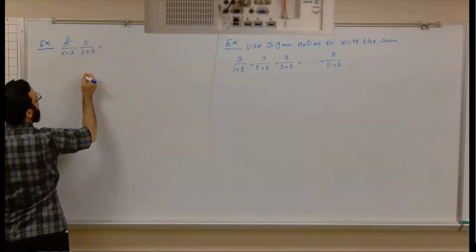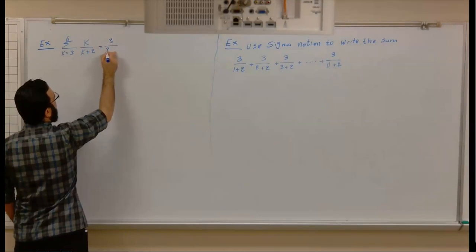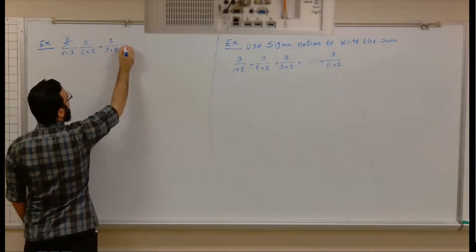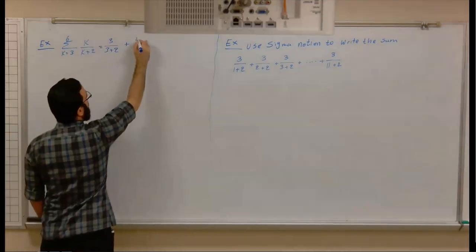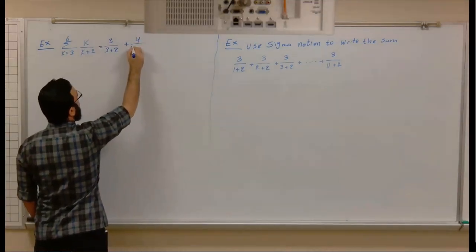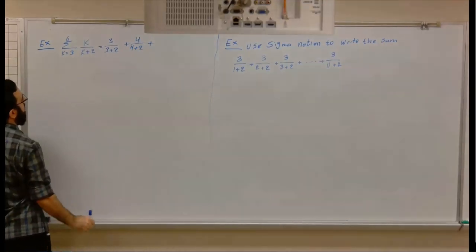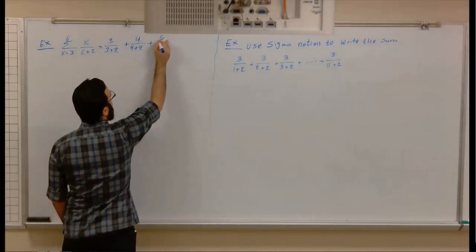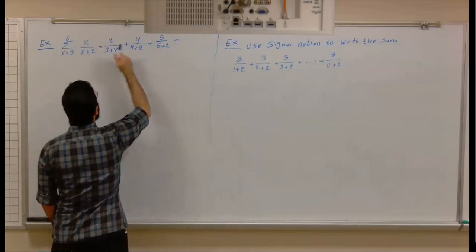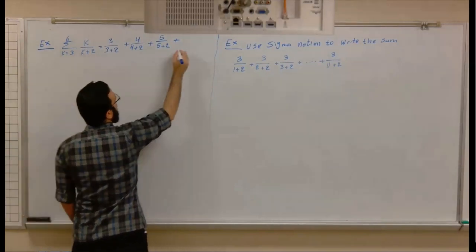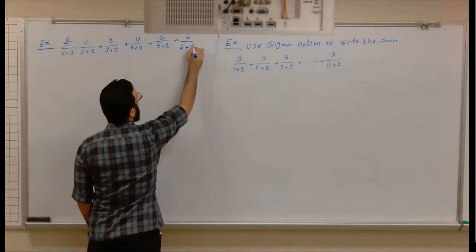So this is going to be equal, starting from the first number, that means 3 over 3 plus 2, plus the first term. Then the second number is going to be 4, so it's going to be 4 over 4 plus 2. Plus the third number is going to be 5, that means 5 over 5 plus 2. The last number is going to be 6, that means 6 over 6 plus 2.